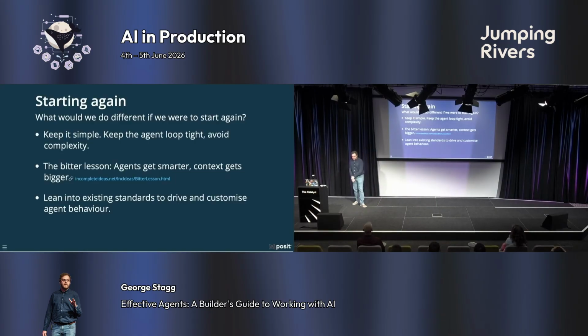Okay. I thought the idea of this slide was, what would we do differently if we were to start again? But to be honest, that was this entire talk, because we did start again with Posit Assistant. We switched from a Microsoft Copilot based infrastructure to a more agentic workflow. So everything I've told you today is what we would do if we were starting again.